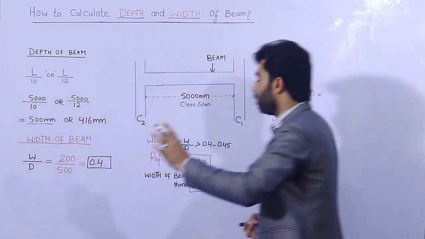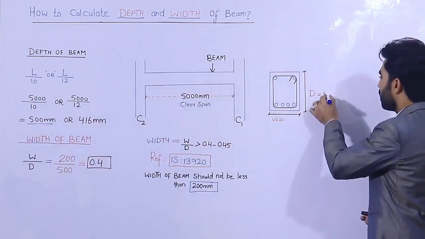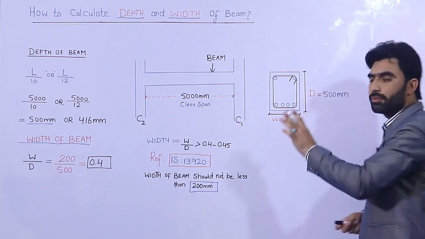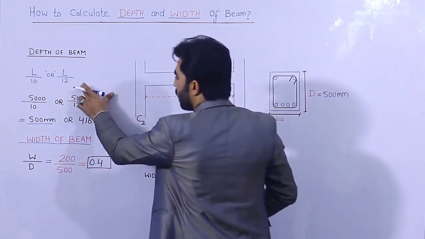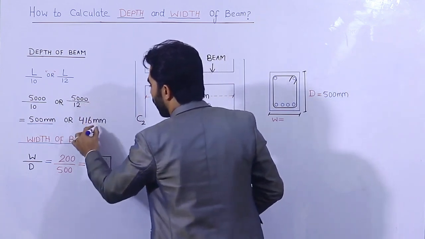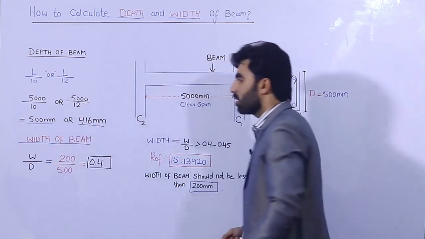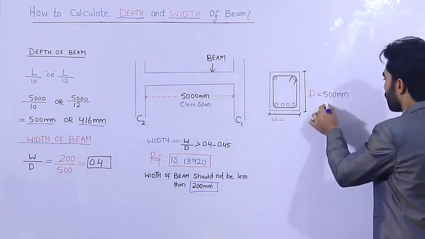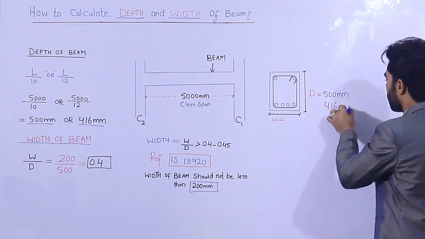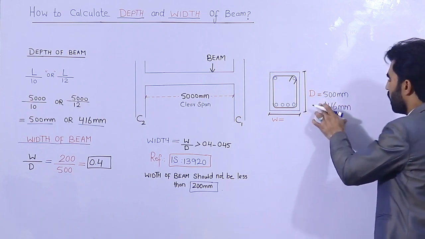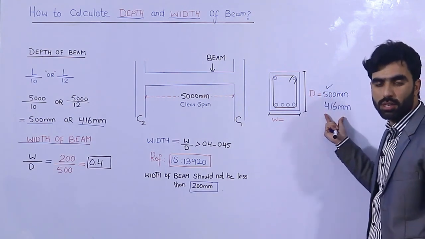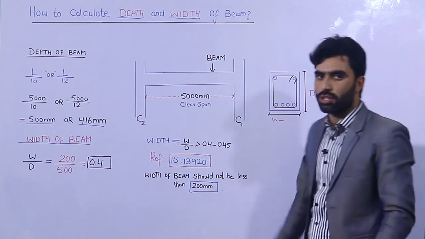So the depth of the beam should be 500 mm. This is the depth of the beam. Or L divided by 12, where L, the clear span, is 5000. So 5000 divided by 12, we require about 416 mm. You can take any one of them, but 500 is better than this one, because factor of safety is very important in civil engineering, especially for any kind of structure.